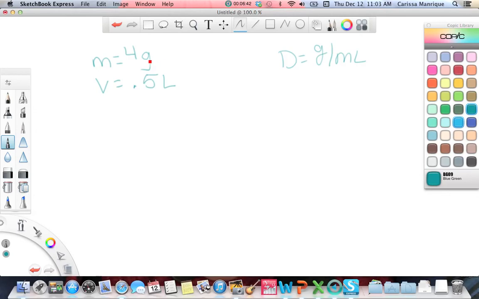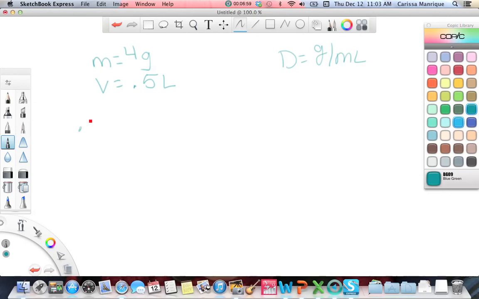Okay, now let's look. Grams and grams, that's the same. So there's no conversion I need to do there. But look at this, milliliter and liter. That's not the same. I have to have them in the same unit. So I need to convert, before I can do anything, my volume into milliliters.